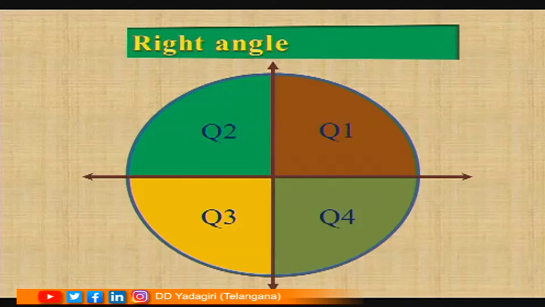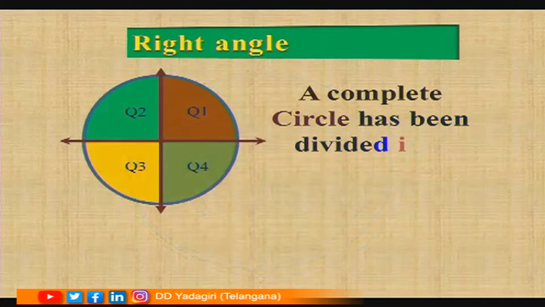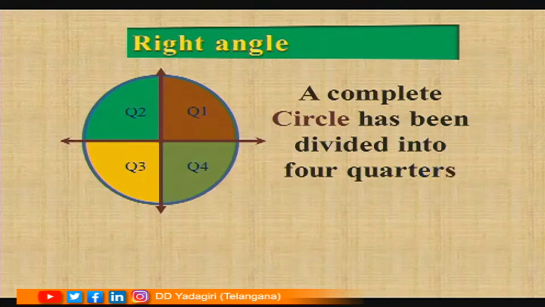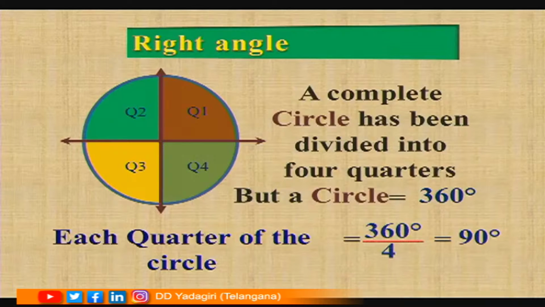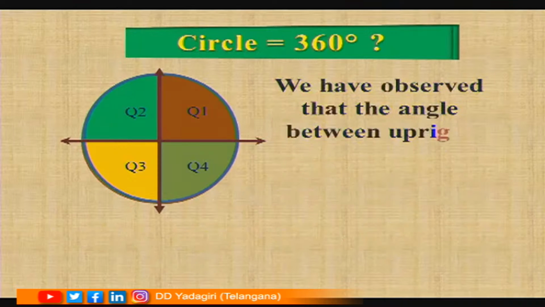Now, when you are dividing the circle into 4 equal parts, what is the angle of a circle here? A complete circle has been divided into 4 quarters, is it right? But a circle has how many degrees? A circle is equal to 360 degrees. That means each quarter of the circle will be equal to 360 by 4, that is how many degrees? 90 degrees. That means each quarter is equal to 90 degrees.